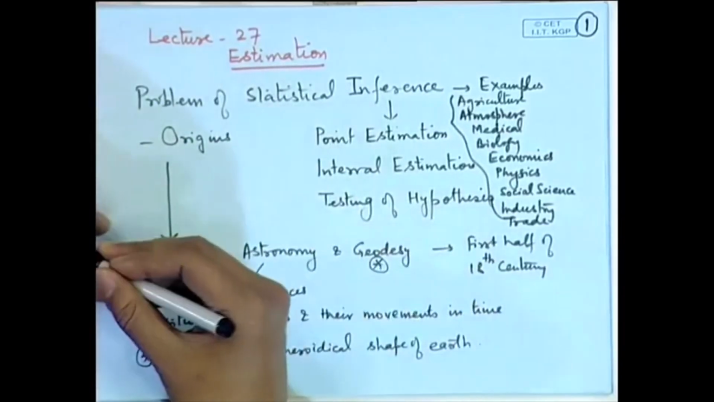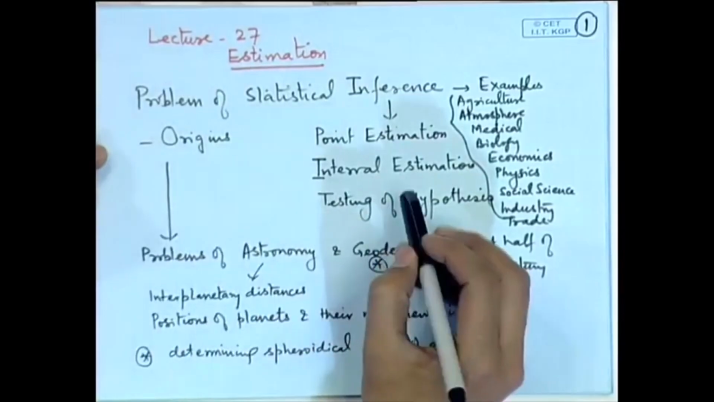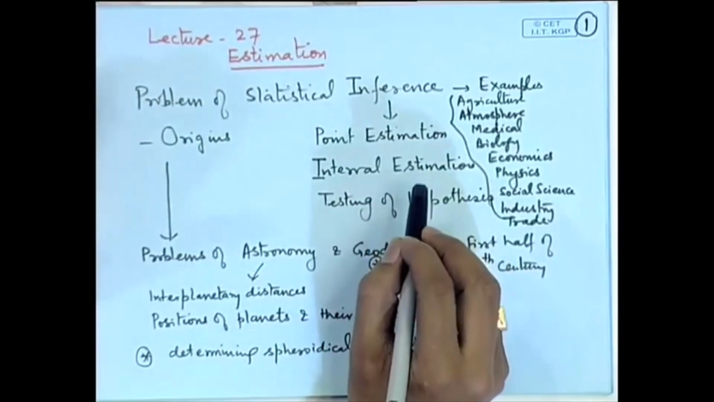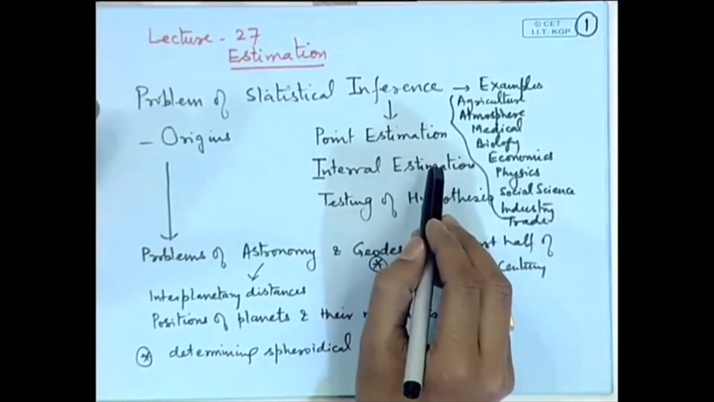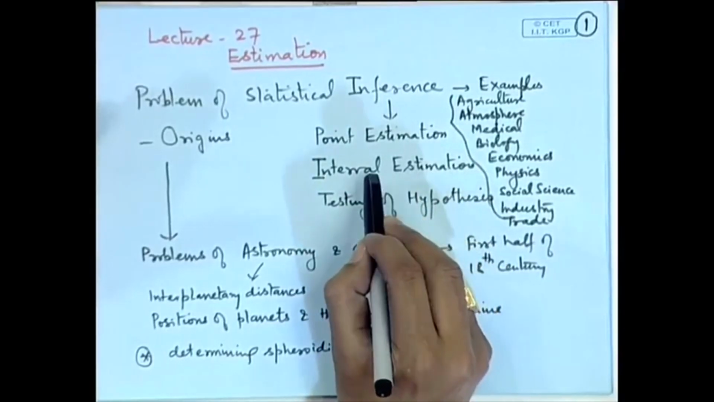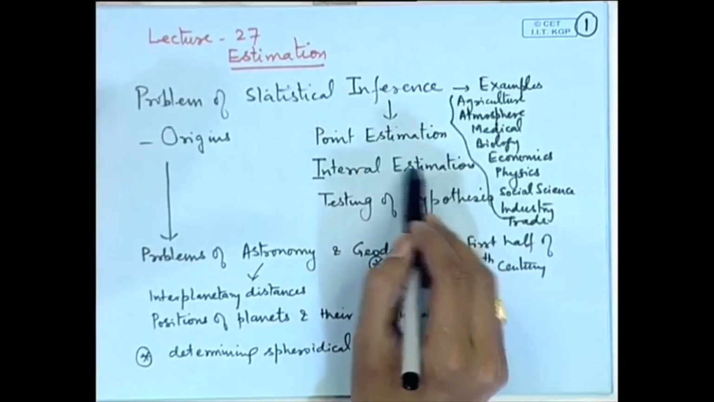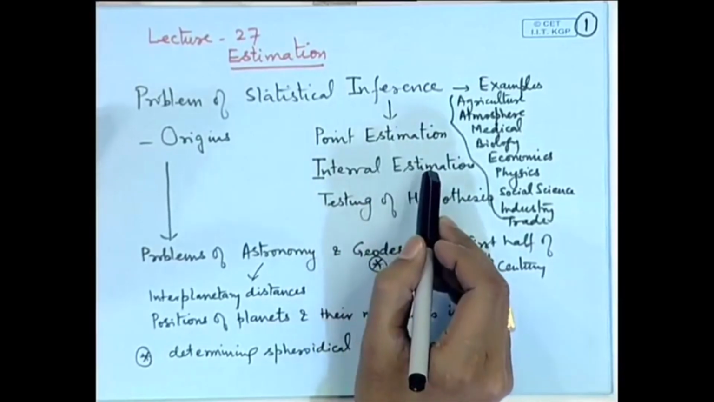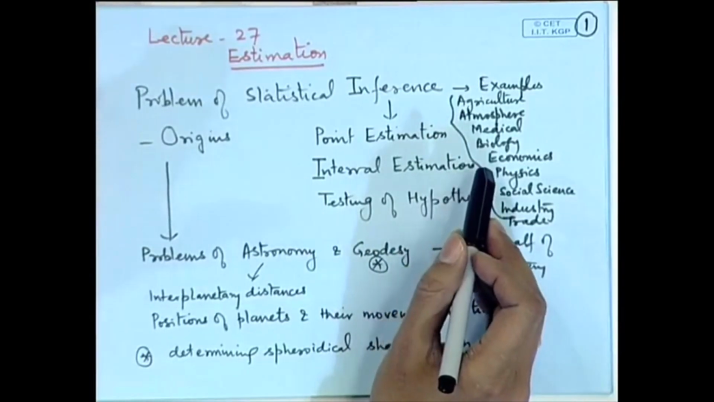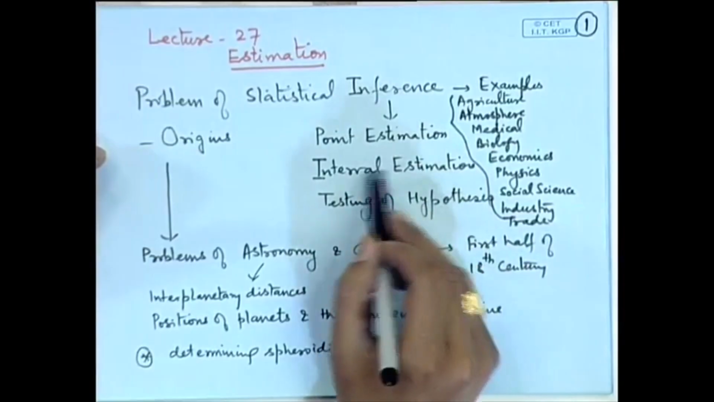On the other hand, we may not give the exact value, but we may give an interval of values and say that with a certain confidence or certain probability the given value lies in that interval. For example, we may say that the average age of a person in India is from 62 to 68 years with 95% confidence. This is called the problem of interval estimation or confidence intervals.